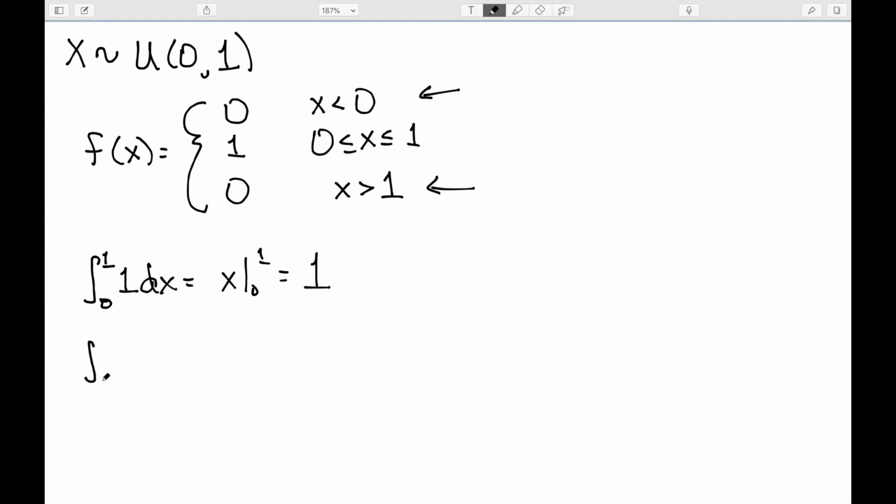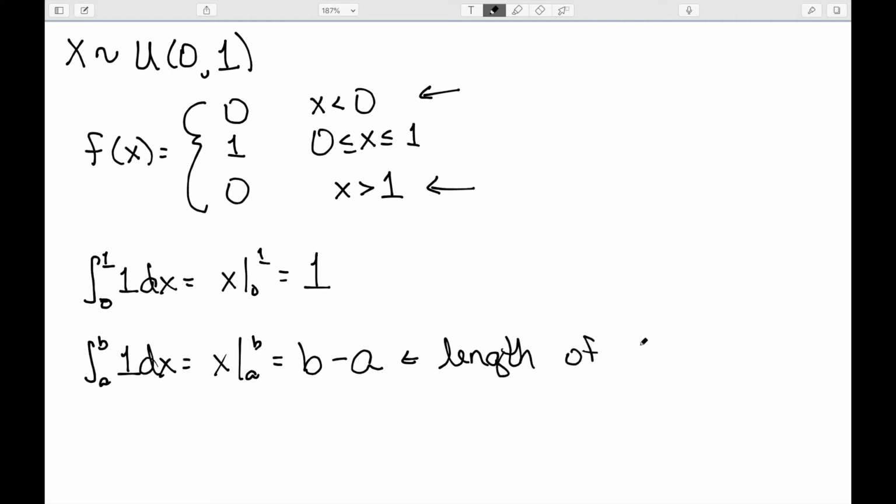In addition, if we look at the integral from a to b, well, this will be b minus a. And this is the length of the interval a to b, which is exactly what we said was probability. So this is the probability that a is less than or equal to x is less than or equal to b. So this is a valid probability density function.